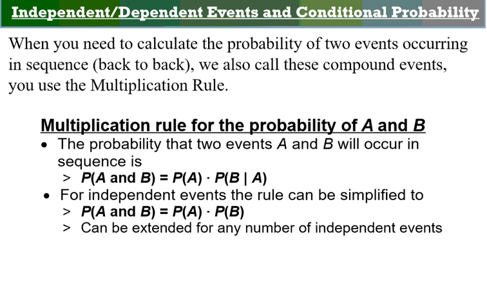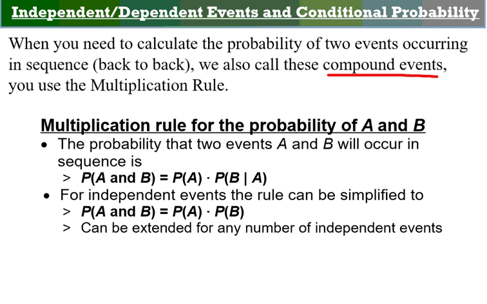Last thing that we're going to look at is something called the multiplication rule for the probability of A and B. So when you need to calculate the probability of two events occurring in sequence back to back, you can also use the multiplication rule for what we call compound events. Compound meaning multiple, so events occurring back to back. The probability that two events, A and B, will occur in sequence, the probability of A and B occurring, is equal to the probability of A occurring in the first place times the probability of B given A has already occurred, because I already said A occurred in the first place.